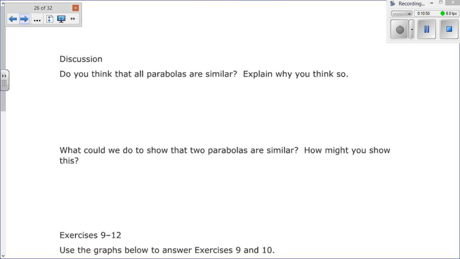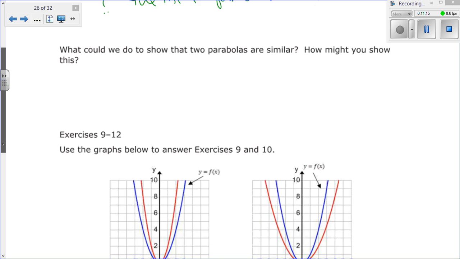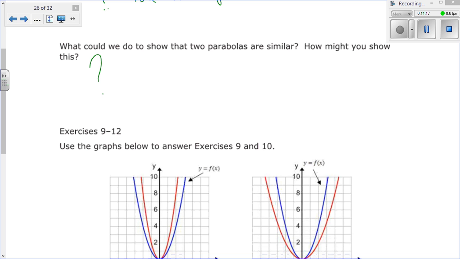So do you think all parabolas are similar? Explain why. Tell me in your own words. And don't copy that sentence down. What can we do to show parabolas are similar? How might you show this? Again, answer that question.